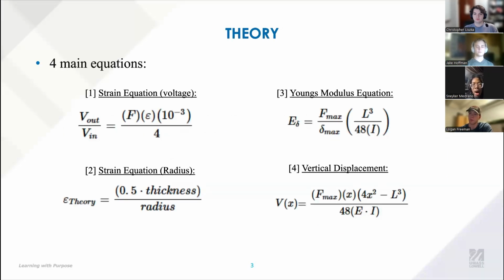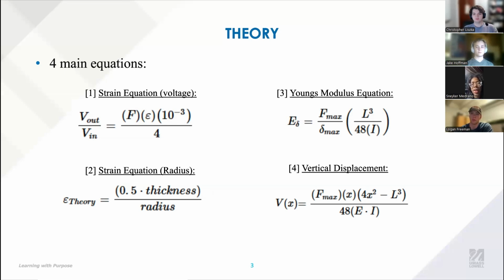These are our four equations that we used. The first equation was the strain equation. This equation relates the measured output voltage ratio to the applied force and strain. It helps convert electrical readings from the strain gauge into measurable strain values. And the second equation was the strain equation using radius. This gives a theoretical strain based on the beam's geometry, showing how thickness and radius affect deformation.